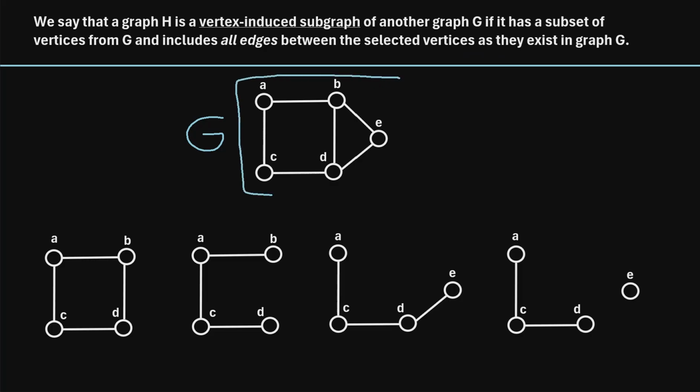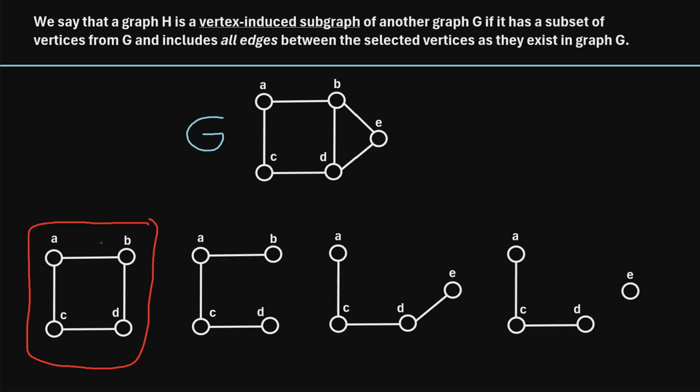Let's say we have graph G right here. I've created 4 other graphs. Let's determine if each of these 4 graphs is considered a vertex-induced subgraph of G or not. So if we consider this first graph right here, we can see this graph has 4 vertices, A, B, C, and D. Each of these vertices exist in the original graph G.